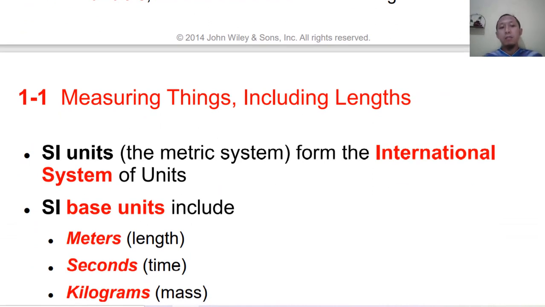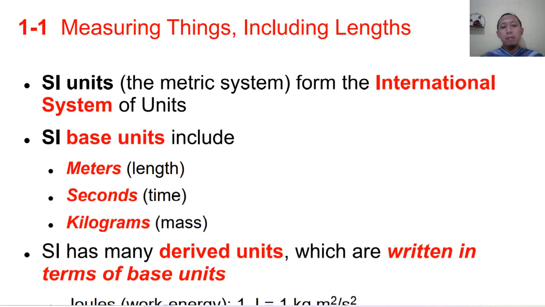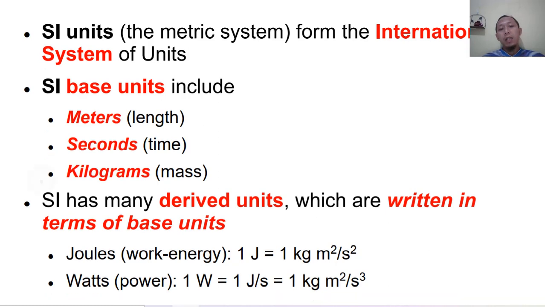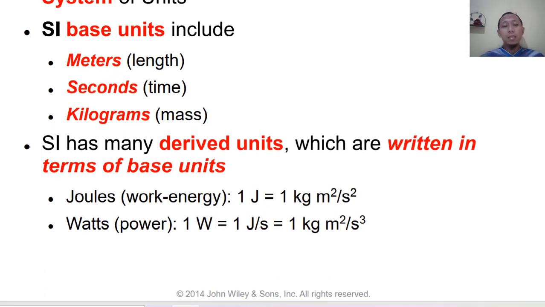And the international system or SI units in the metric system, the base units are meters for length, seconds for time, and kilogram for mass. And then the SI has many derived units. Like joules for work or energy, 1 joule is 1 kilogram meter squared per second squared. And then watts for power, 1 watt is 1 joule per second, 1 kilogram meter squared per second cubed.